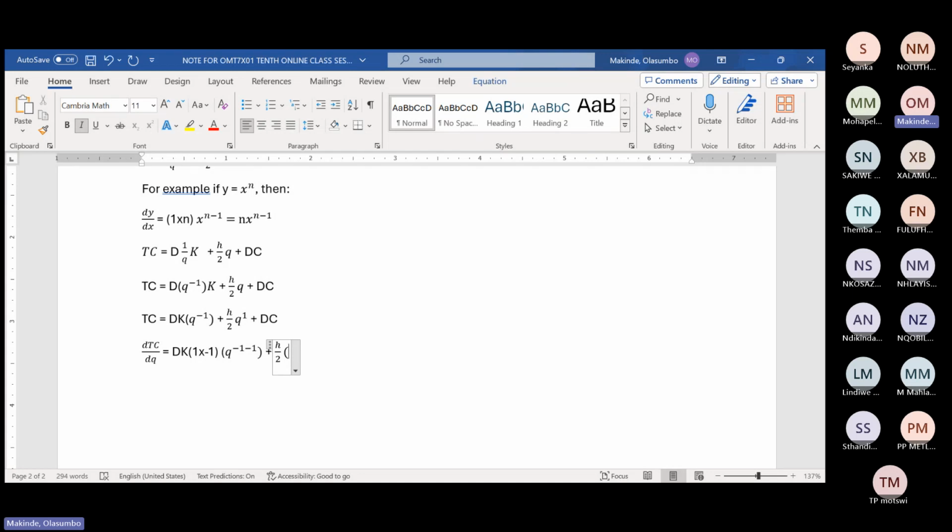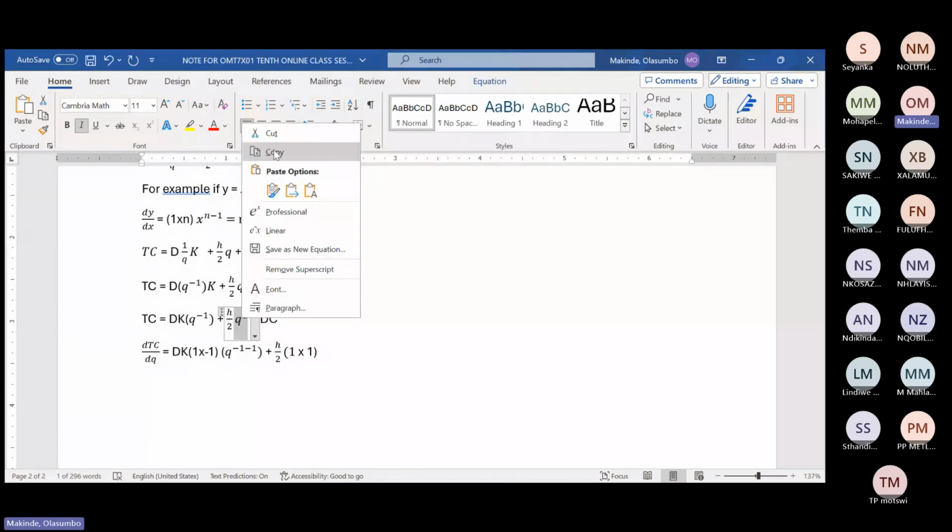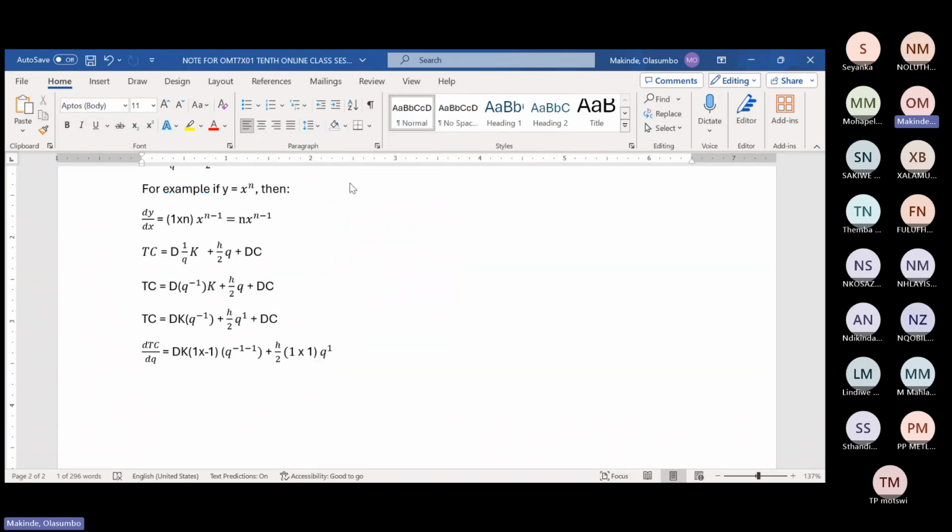So you say 1 times, then the value in the power is 1 also. Then you bring this Q raised to power 1 and subtract 1 from it. Based on the law I've shown you to differentiate, you copy this and place it down, which gives you Q raised to power 1 minus 1. Then when you differentiate DC, I told you it doesn't have Q, so it will give you 0. Anytime it doesn't have the variable you are differentiating, it gives you 0.